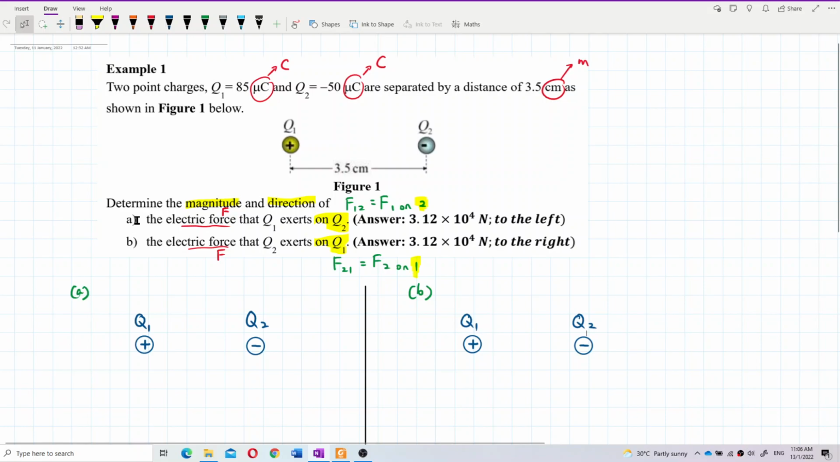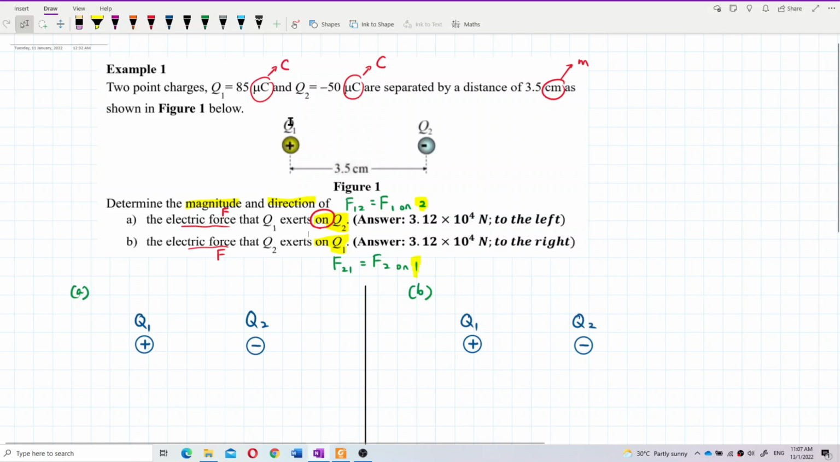So for A, the electric force that Q1 exerts on Q2. So you just draw the force on Q2. For question A, he just wants the force on Q2, not on Q1. So you need to draw the force on Q2. Be careful with who experienced the force. Q2 experienced the force, so the force is on Q2.